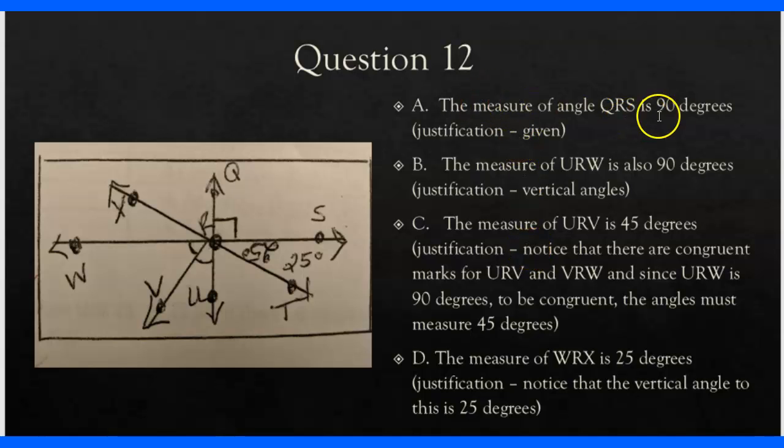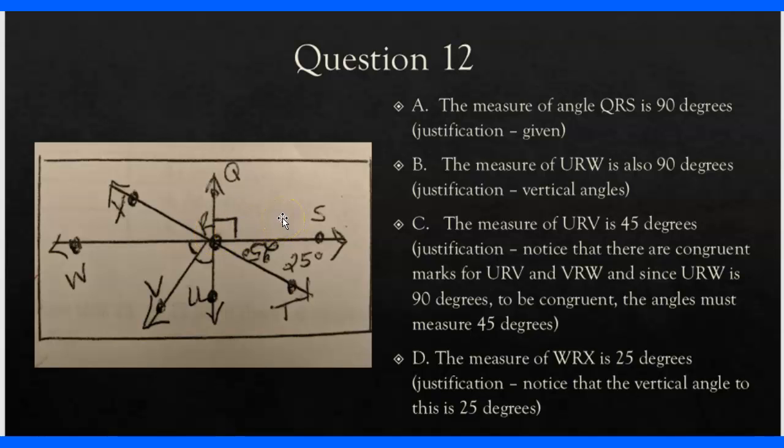So the measure of angle QRS is 90 degrees. Now, right here is our little right angle marking. So there should be no question in your mind that QRS is 90 degrees. If I made you justify it, you would tell me that the angle marking was in there. It's given, it's information. It wasn't given in words, but it was given in this symbol right here.